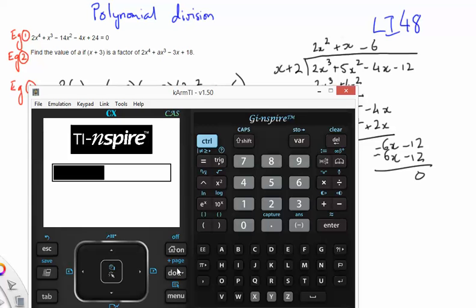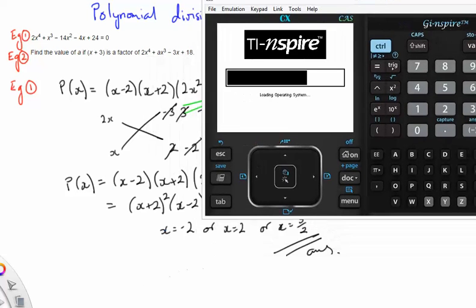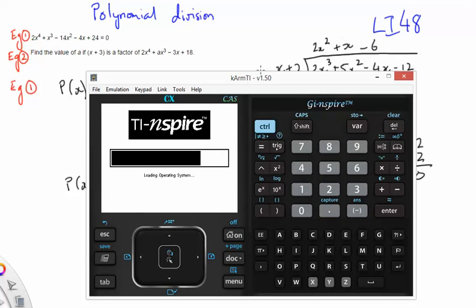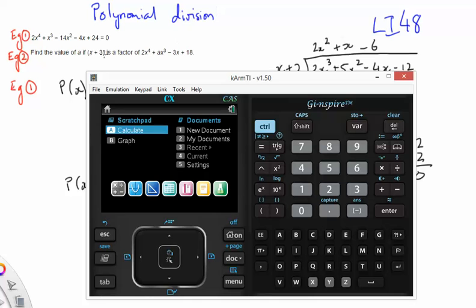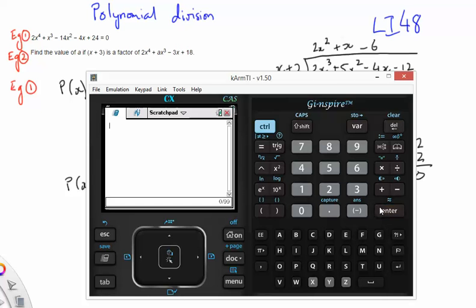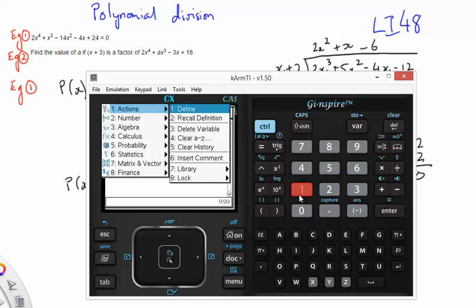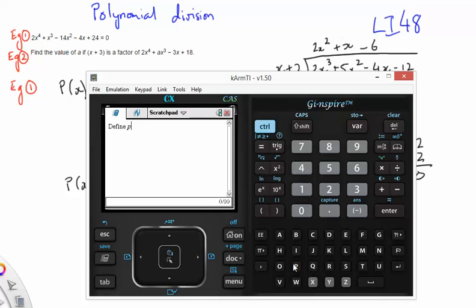Let's check it on CAS. Check it on CAS. So there's a few things you can do to check this. You can do a straight out solve. Your solve function will do the trick. You can just put that right in. It'll solve it for you. But you can also factorize it on your CAS to check your answer. So the first thing we're going to do is actually tell the CAS what it is. So we're going to go menu 1, 1, and we're going to define our polynomial, p of x, so we can play around with it.